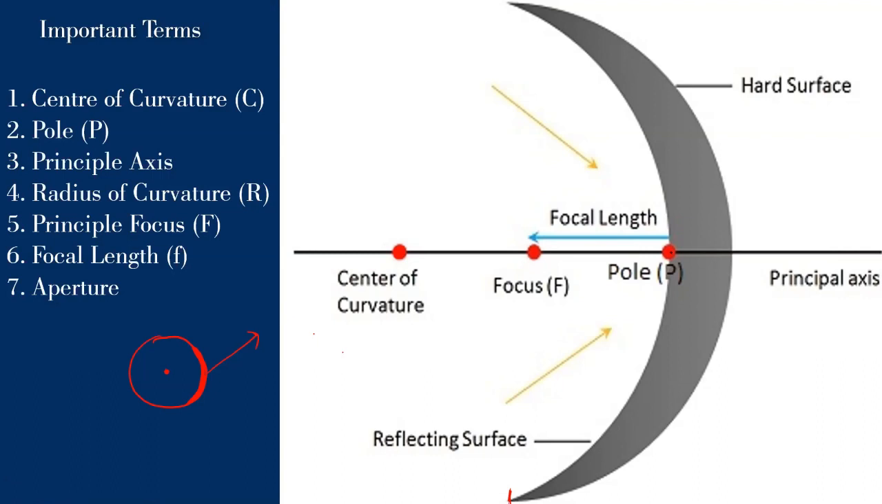Okay, the third most important thing which we have is the principal axis. Now, what is the principal axis? Principal axis is a straight line which is passing through the center of curvature and pole. So if you observe this particular line which is going from the center of curvature to the pole, this is called the principal axis.